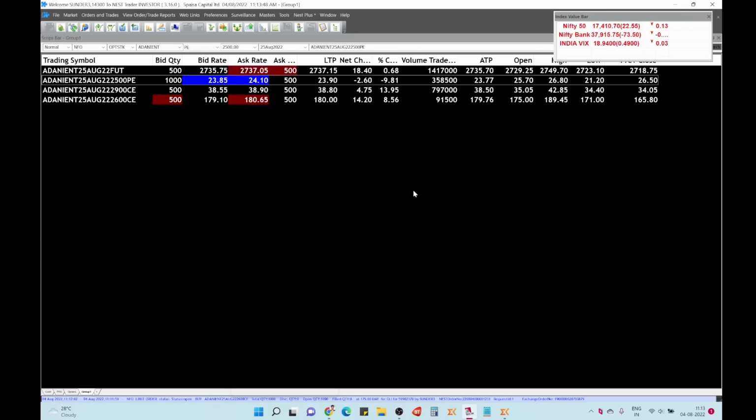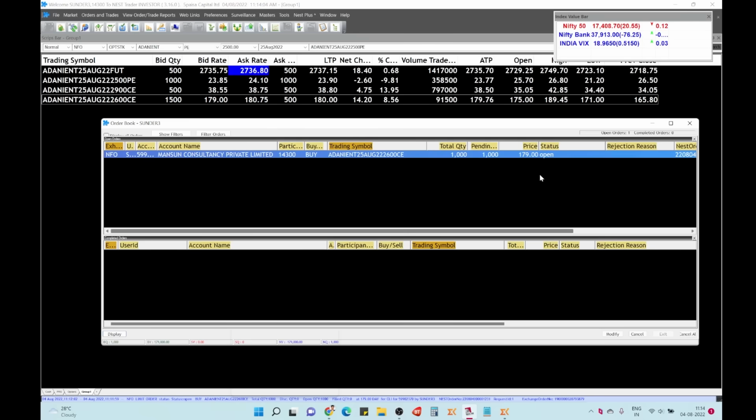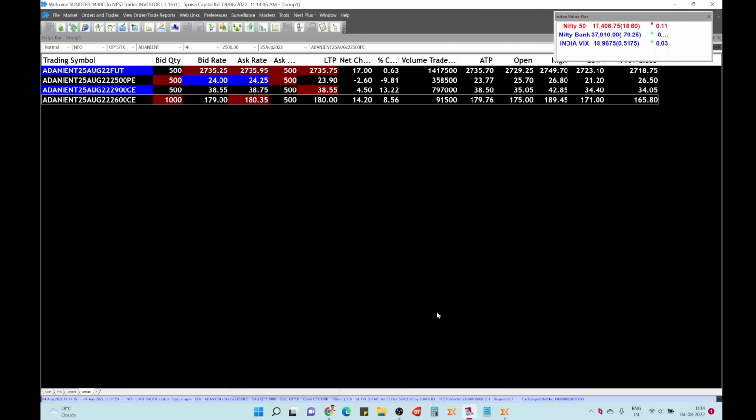I think a few quarters back, I don't remember exactly, when the result came, it fell 10%. Okay, it is testing my patience. This is the problem in trading stocks: the liquidity may not be very good. Okay, market is also falling. But the market is falling, this is not falling. So maybe we wait for some more time.